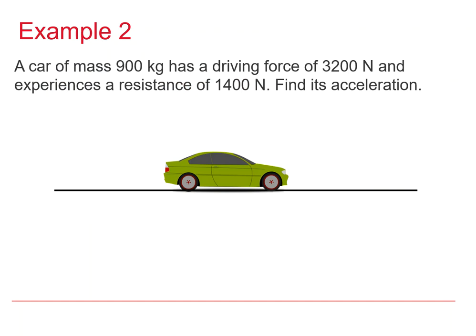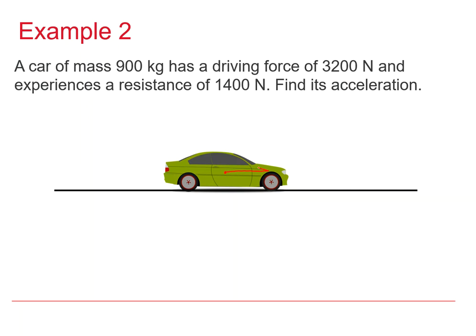Okay, so here's a classic example of Newton's law being applied. We're given the mass of the car, 900 kilograms. We're told there's a driving force of 3,200 newtons. Now remember, the driving force is always acting forwards, and there's a resistance of 1,400 newtons, and the resistance always acts against the motion of the car. We want to find the acceleration of the car in that situation.